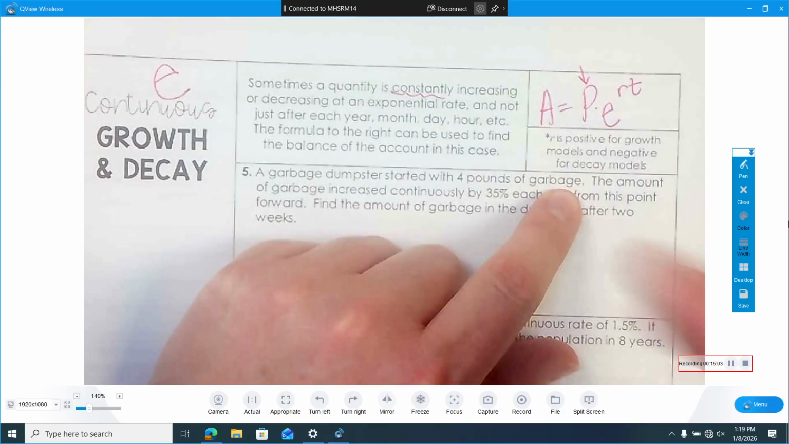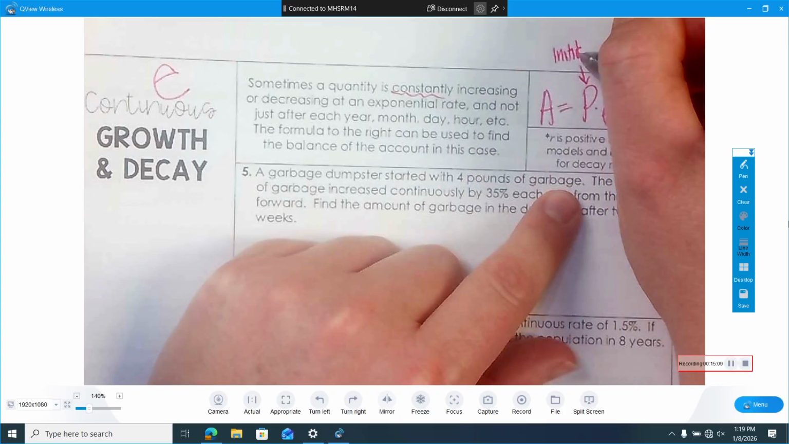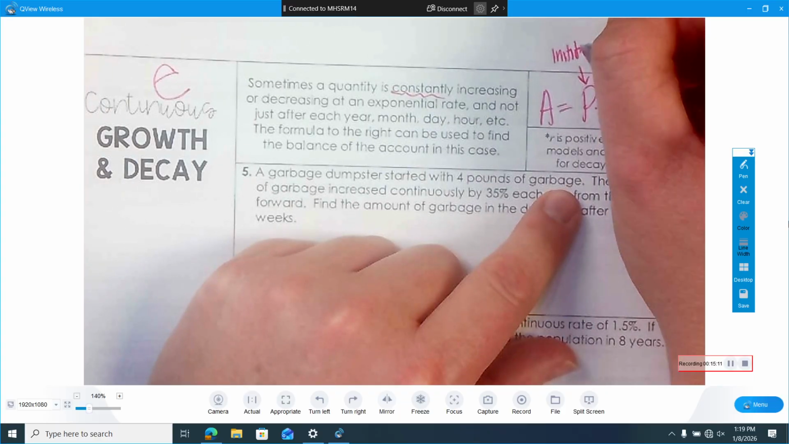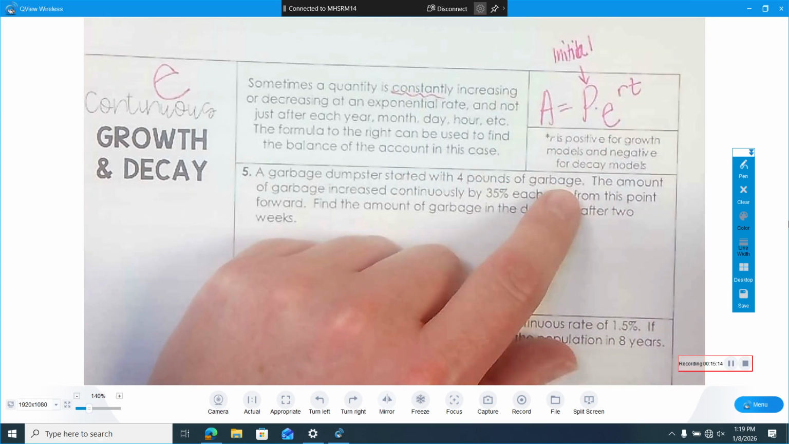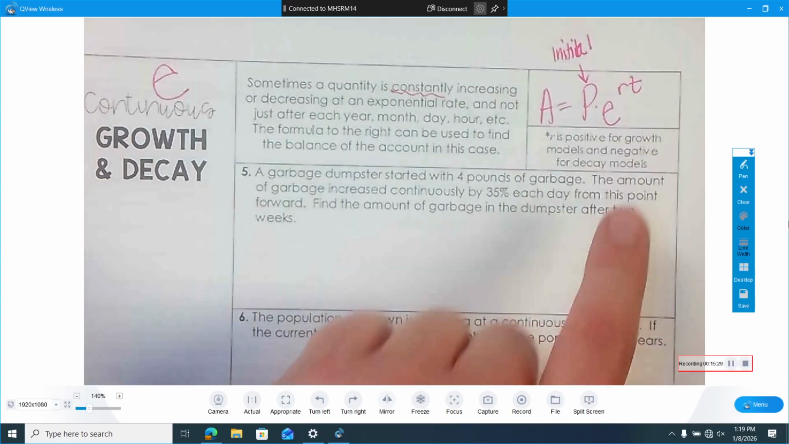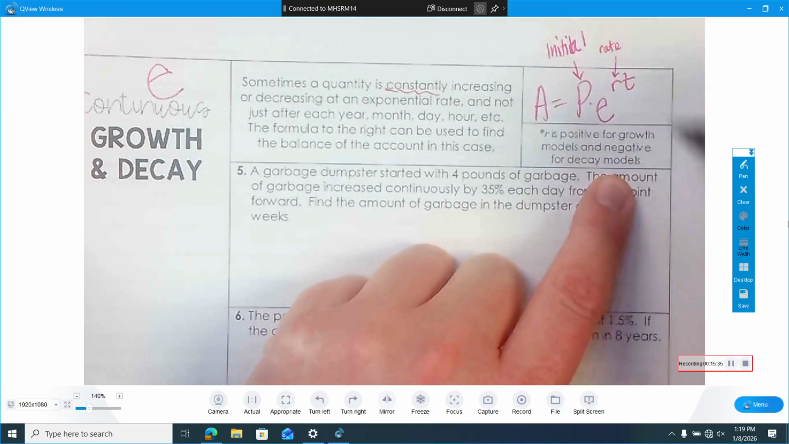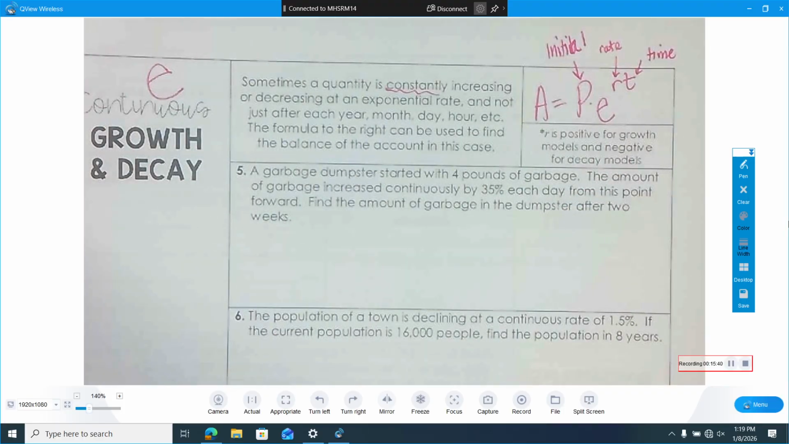P, just like the A in the previous model, is the initial amount, I-N-I-T-I-A-L. What is e? Not quite 3, about 2.7-ish. We're going to use our calculator for that. Just like before, r is the rate as a decimal, and t is time. A lot of the same thing here.